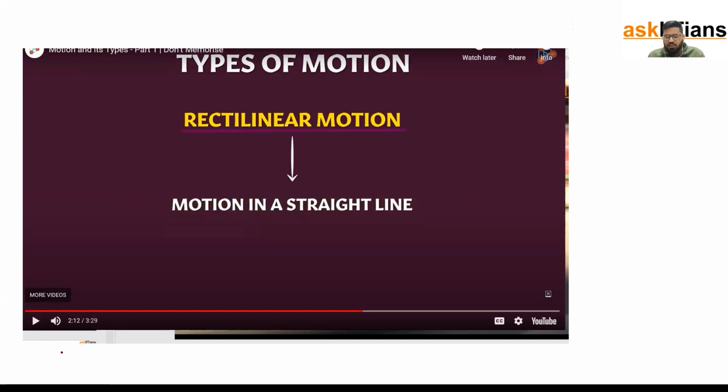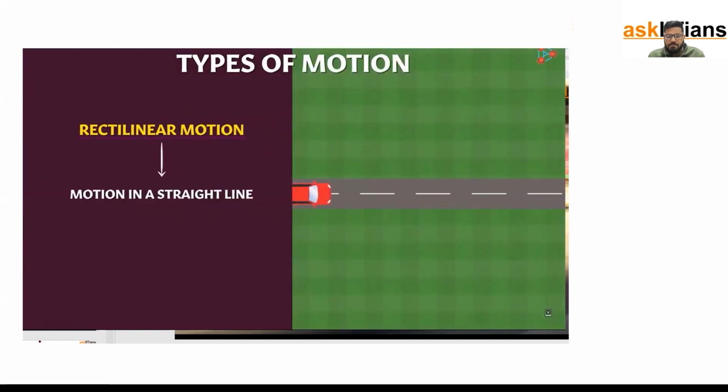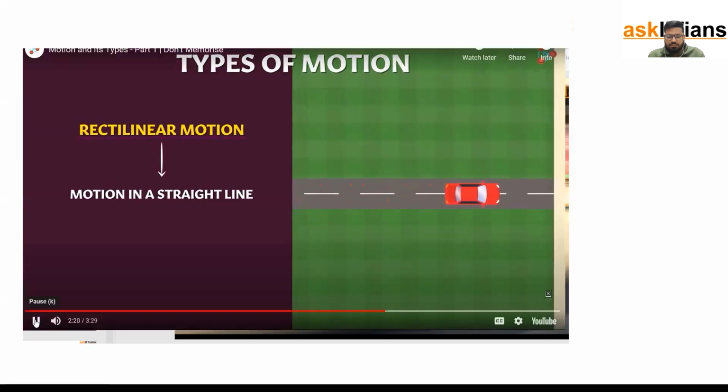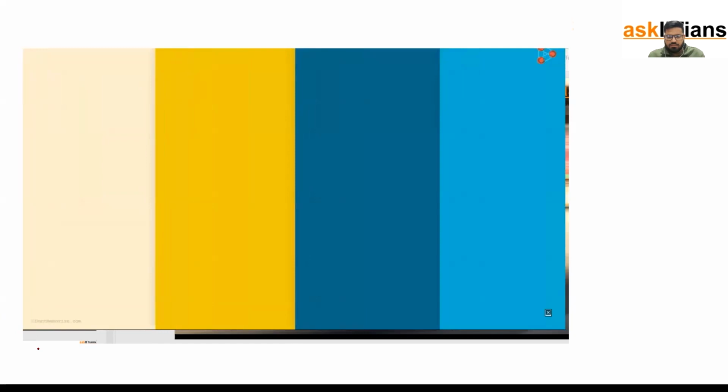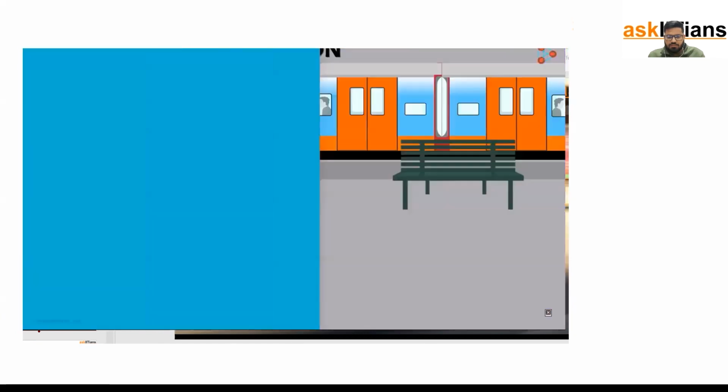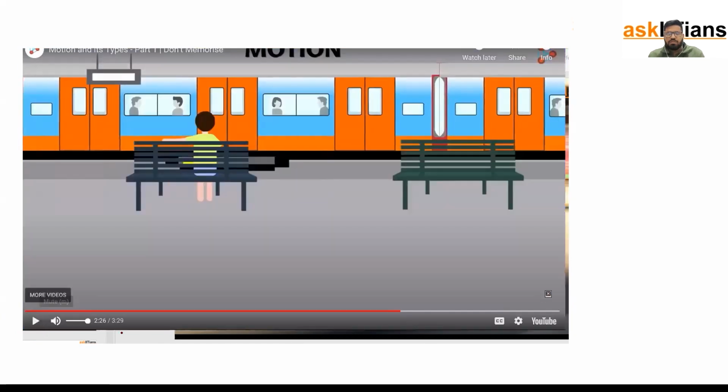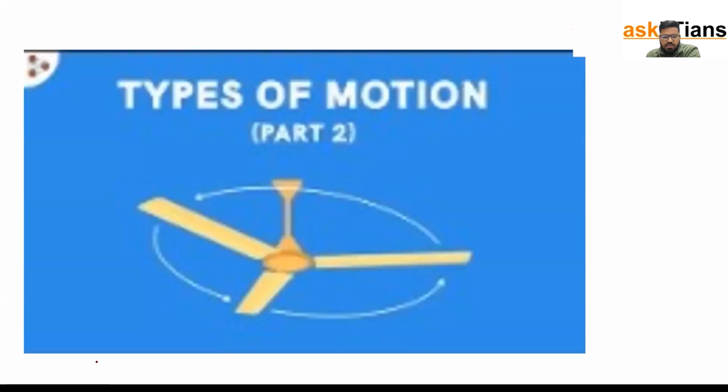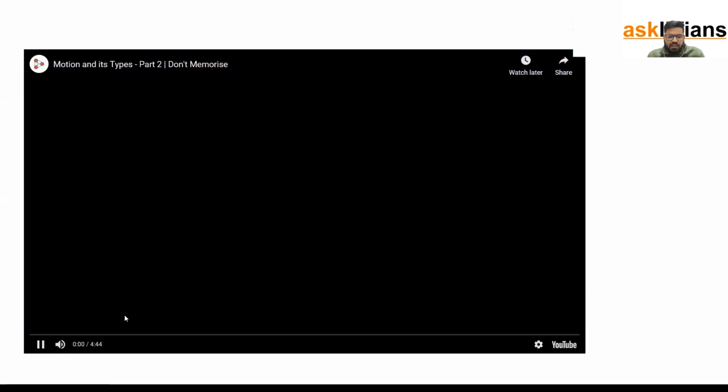If any object moves in a straight line path, it is said to be in rectilinear motion. For example, when a car is moving in a straight line on a straight road, it's performing rectilinear motion. This is the basic example of rectilinear motion. We will see another type of motion in the next video.